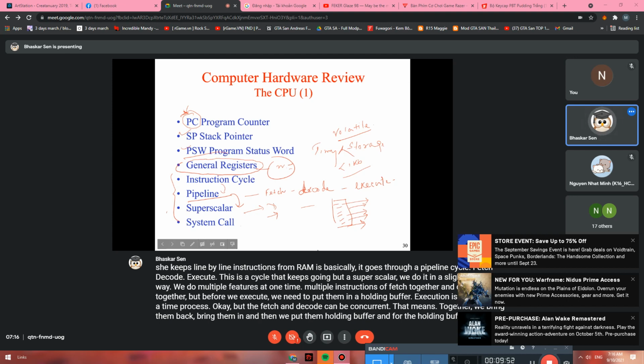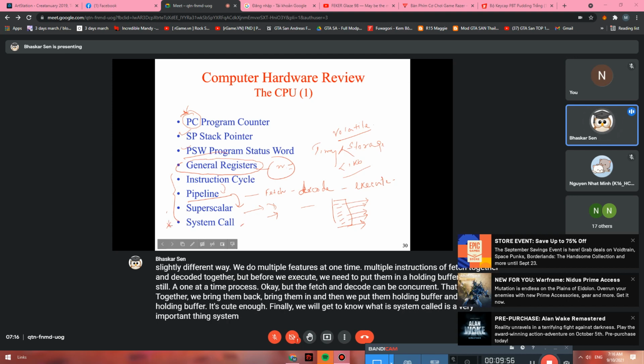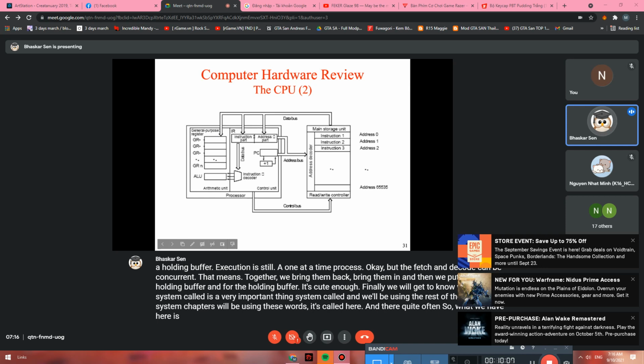And finally we will get to know what a system call is. It is a very important thing, system call. And the rest of the operating system chapters will be using these words quite often. So what we have here is a processor, as you can see, and most importantly, this is the CPU.